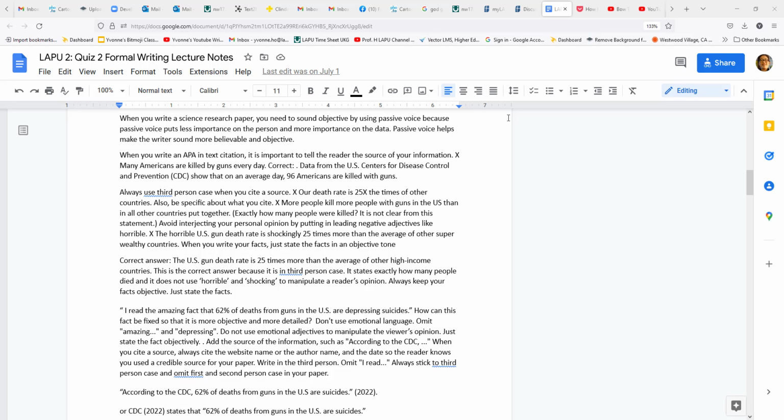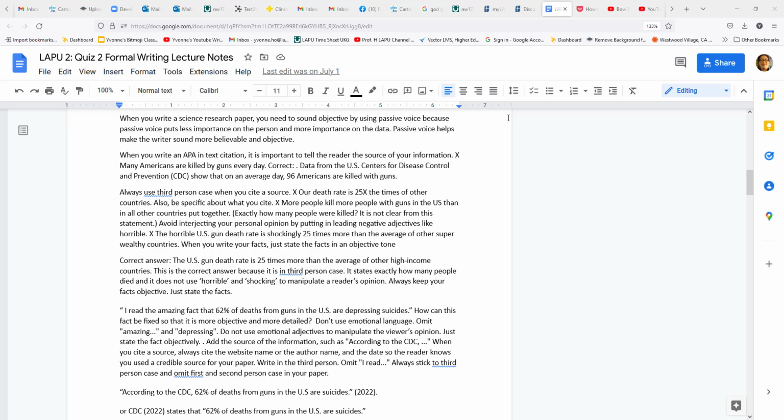Avoid interjecting your personal opinion by putting in leading negative adjectives like the horrible US gun death is shockingly 25 times more than the average of other super wealthy countries. Okay, so you want to leave out all those leading words, horrible, and super, and wealthy. So when you write out your facts, just state the facts in an objective tone. So all of the above are examples of the wrong way to cite something.